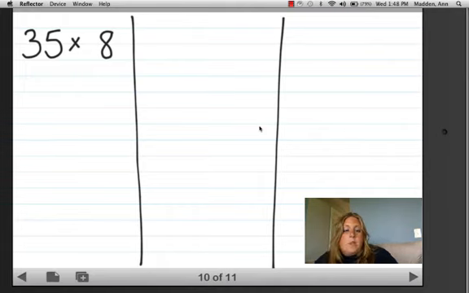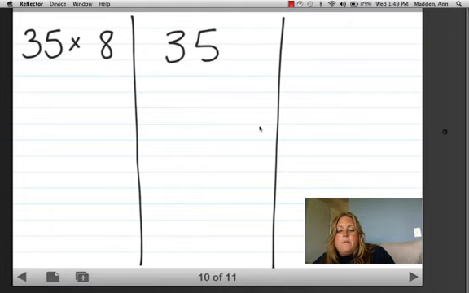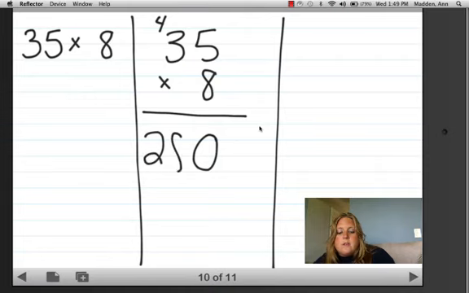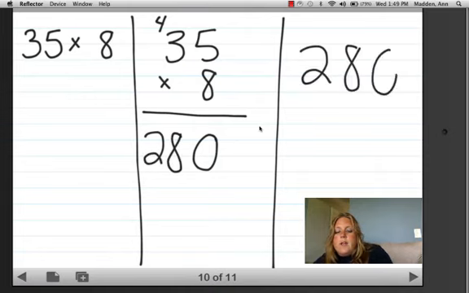And the last one that I'd like you to practice is 35 times 8. I write it out in the middle. Work yours out while it's paused, and then press play. 5 times 8 is 40. 8 times 3 is 24, plus 4 is 28. So my answer is 280.